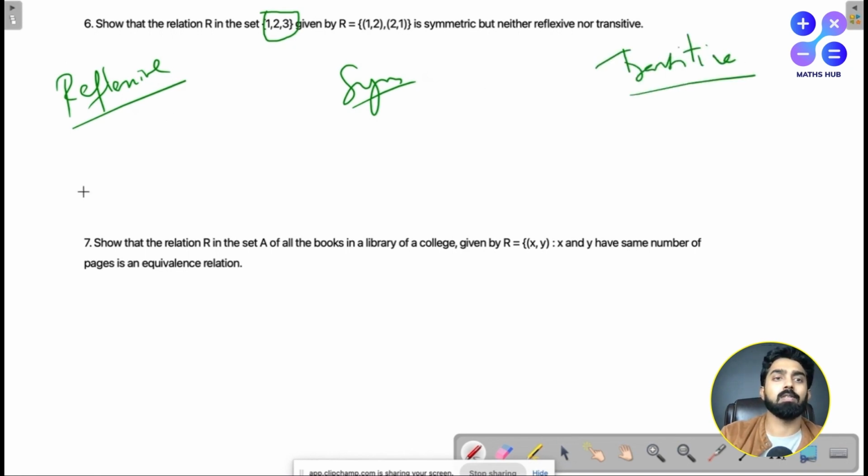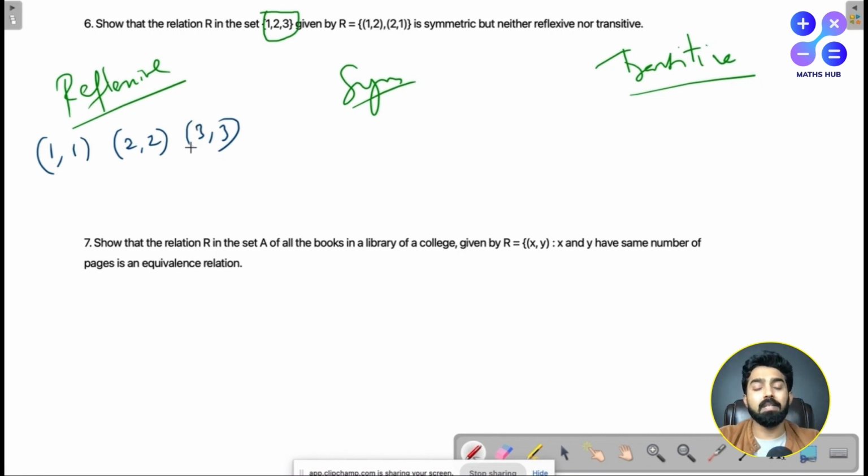Let's check. So what does reflexive mean? Every element needs to be related with itself, right? So in a set like {1, 2, 3}, the relation needs to be such that every element is related with itself, that means we need to have (1, 1), (2, 2), and (3, 3). This is where you can say that every element is related with itself, right? So you will have something like (a, a). This is not the case here. We don't have an (a, a) in this, so this is not reflexive. Correct?